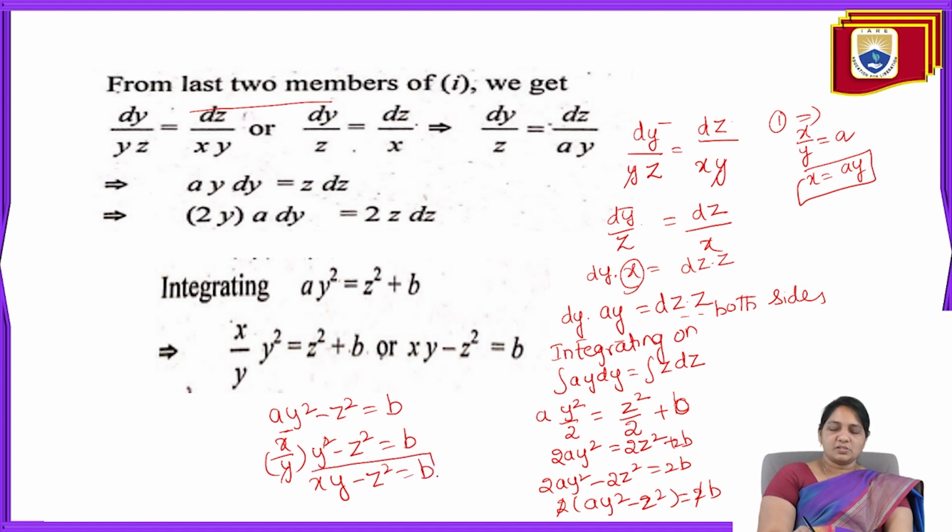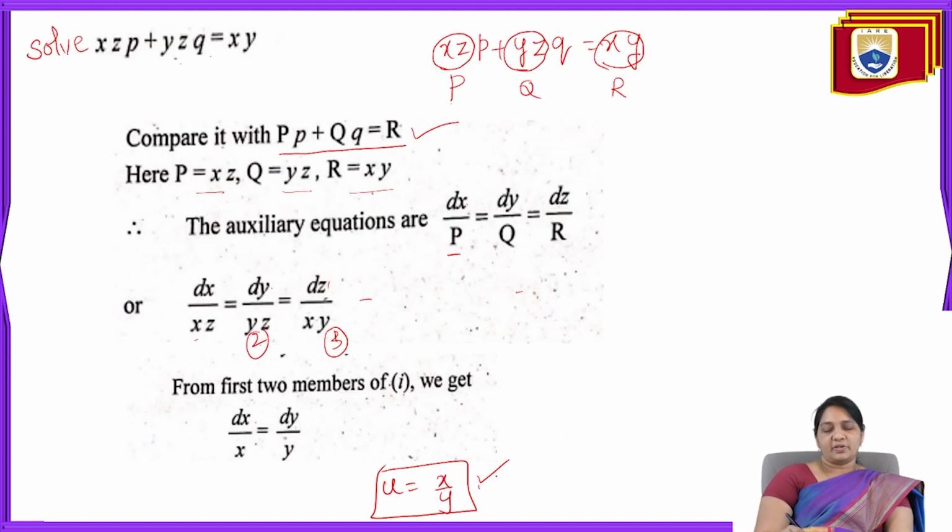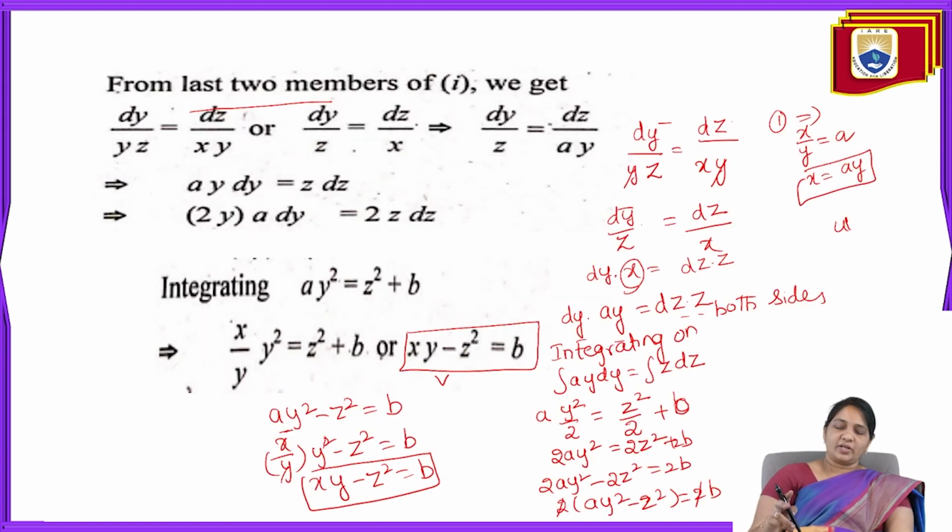So this is my second solution, what you are seeing. So this is the solution v. Solution u is x by y. So now I am writing the final solution. So that is the general solution.